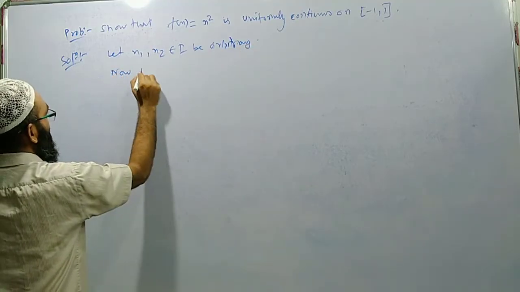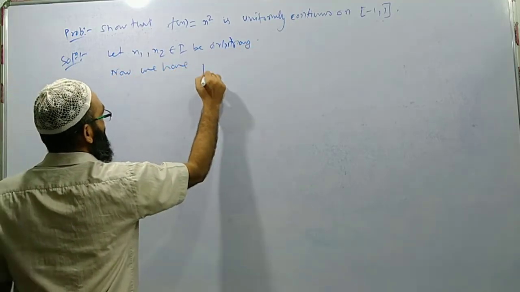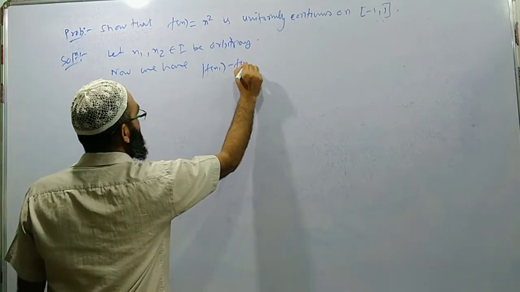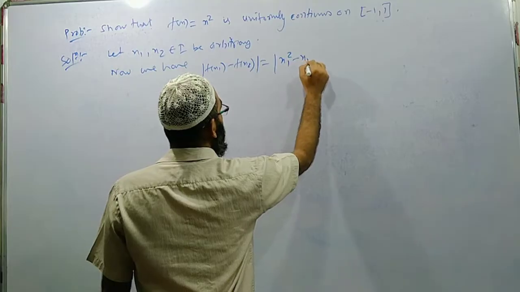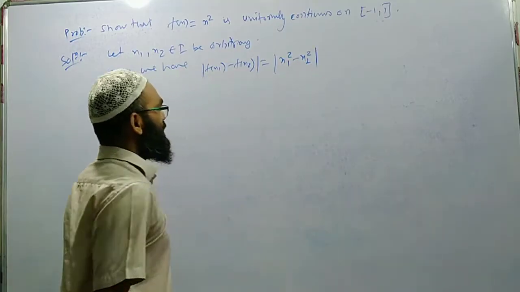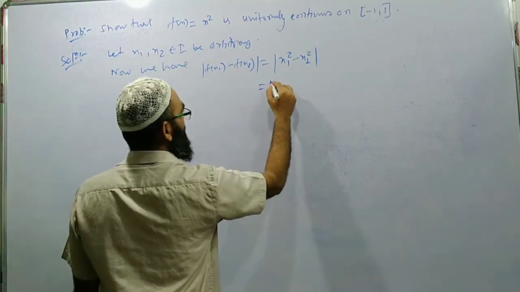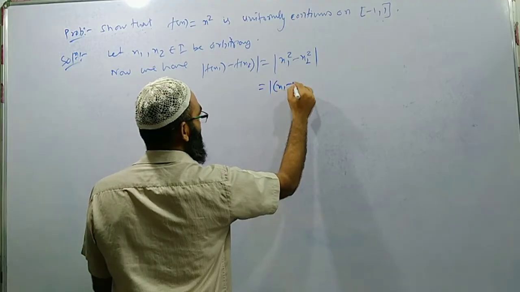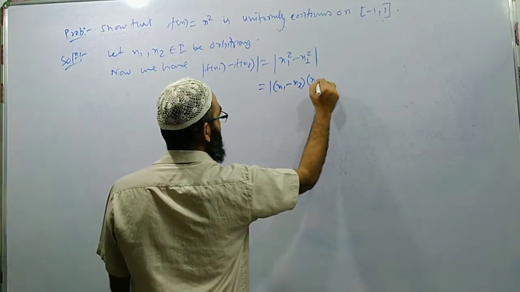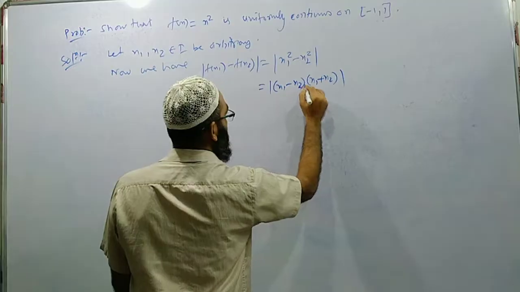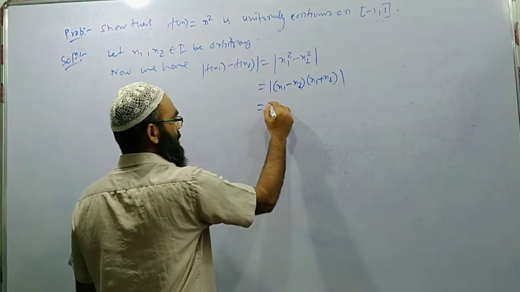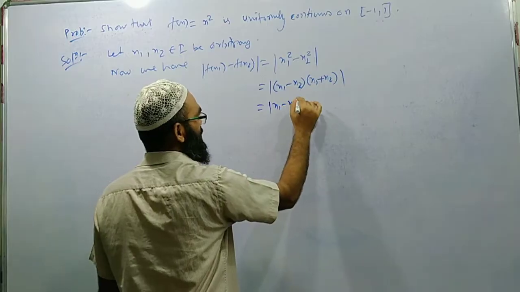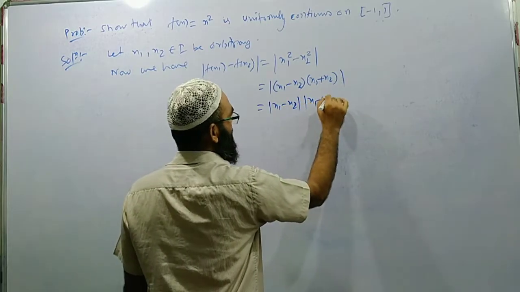Now we have modulus of f(x1) minus f(x2) equal to modulus of x1 square minus x2 square, equal to modulus of (x1 minus x2) into (x1 plus x2), that is, by the property of modulus, mod of x1 minus x2 into mod of x1 plus x2.